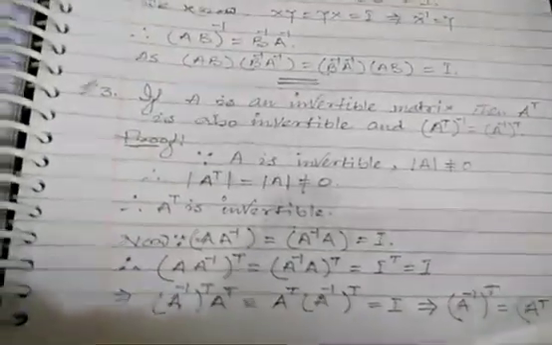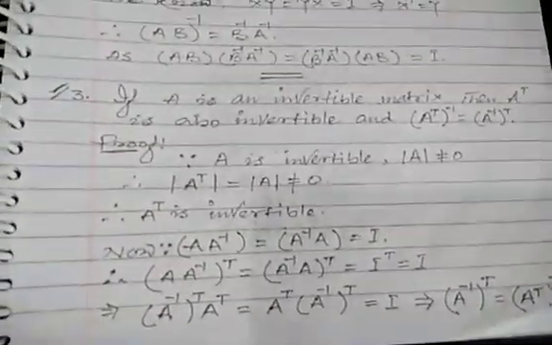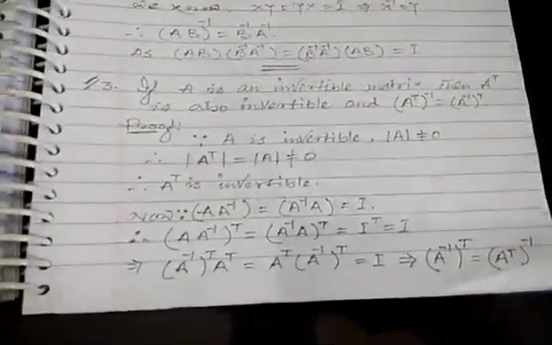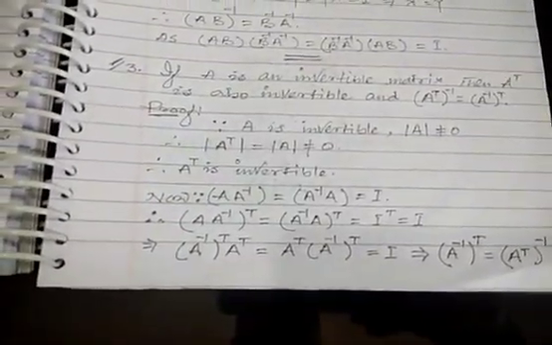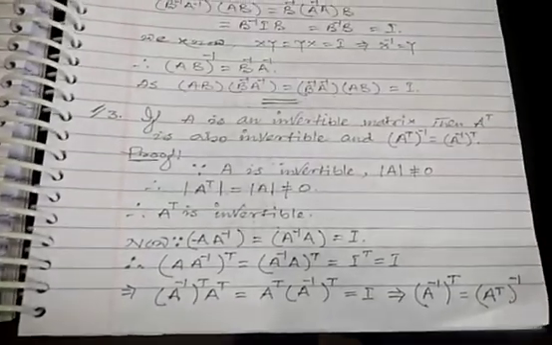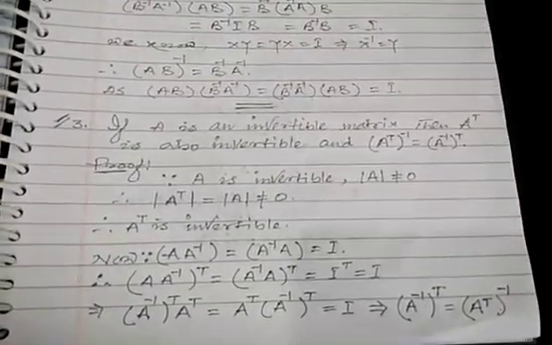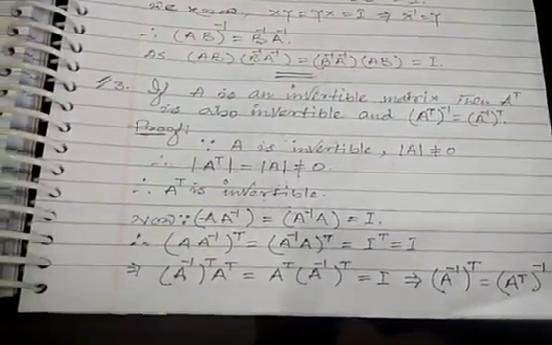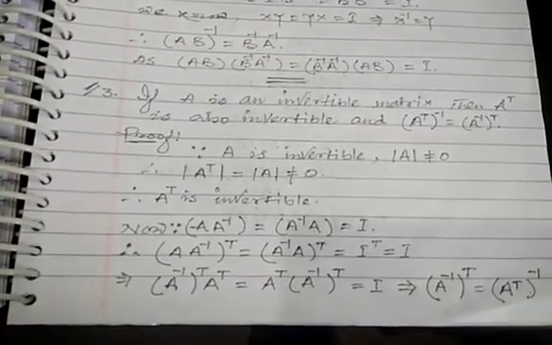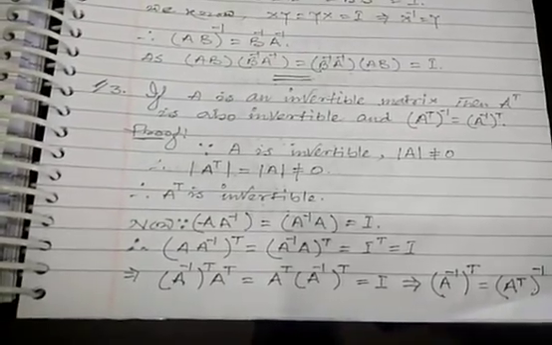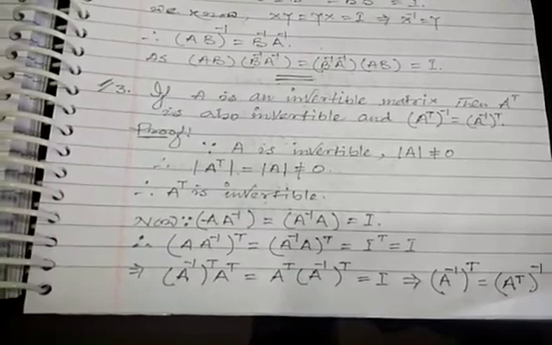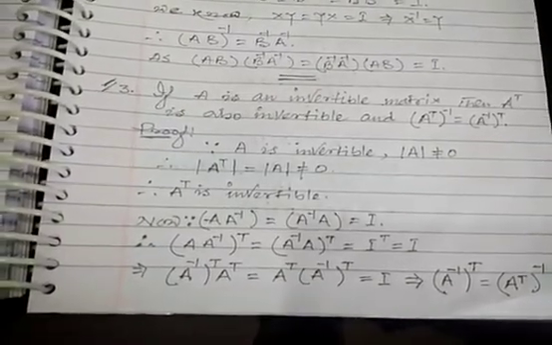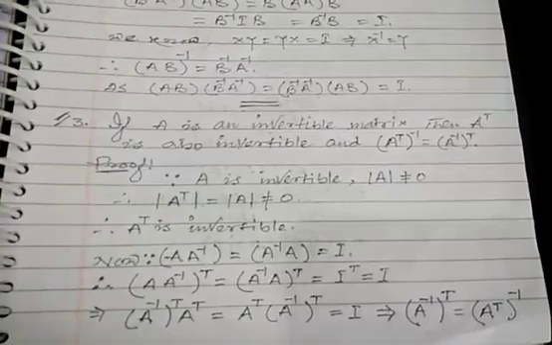If A is an invertible matrix, then A transpose is also invertible, and the inverse of A transpose is the same as the transpose of A inverse. Meaning, if A is invertible, that is determinant A is not equal to 0, then A transpose is also invertible, and the inverse of transpose of A is the same as transpose of A inverse.